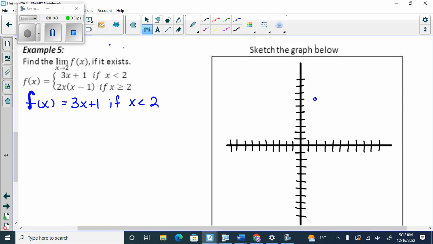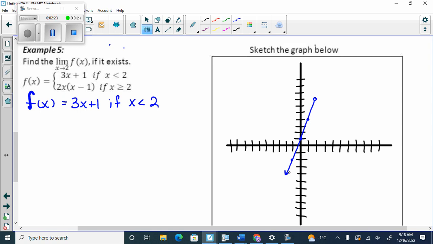Then I need to work my way backwards. So I could plug in 1. 3 times 1 is 3 plus 1 is 4. Thank you. Oh my gosh. Nice. And then we'd have 0 and 1. And we could use our slope if we wanted to. So instead of up 3 over 1, we could go down 3, left 1. And that would be on the left.